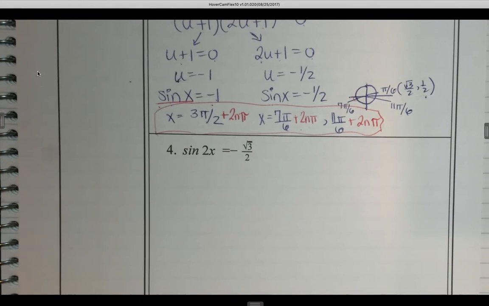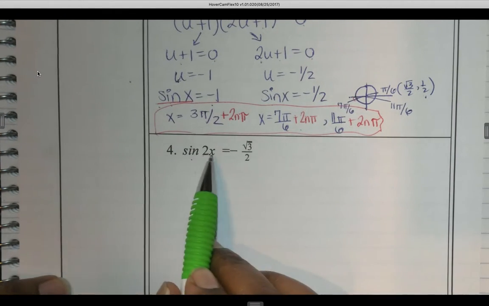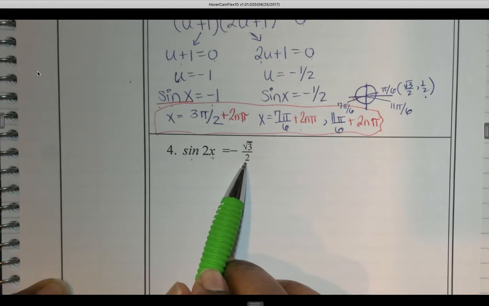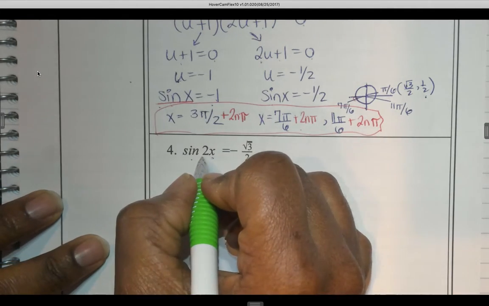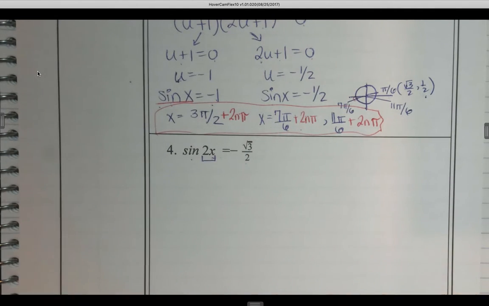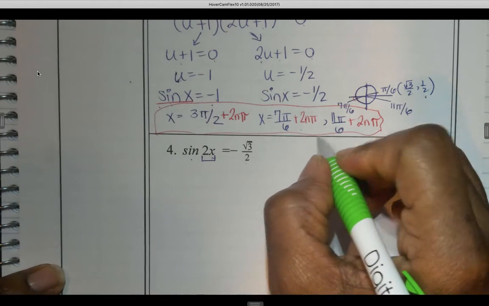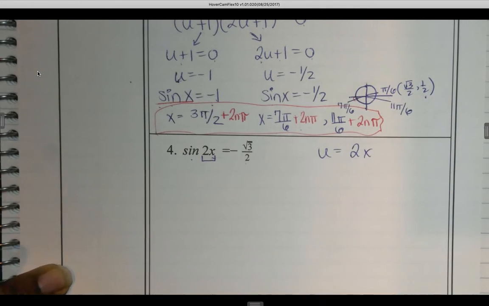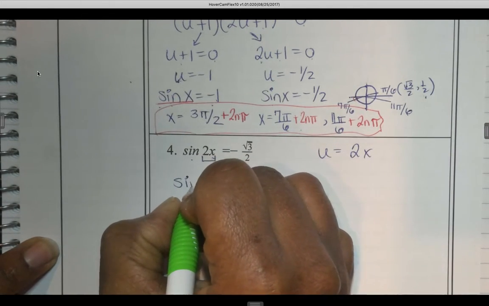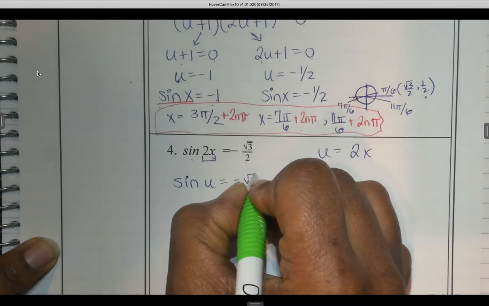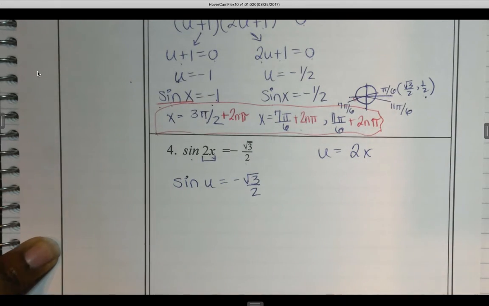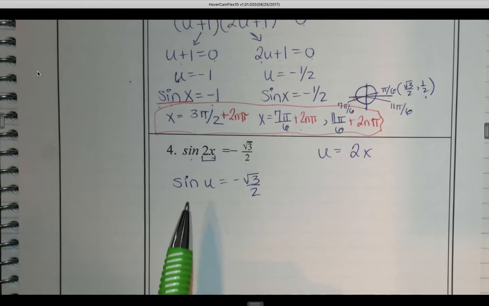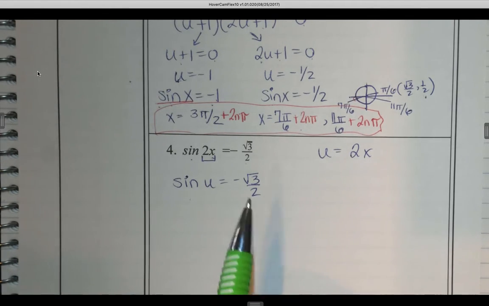All right, let's try one more. So we have sine of 2x now equals negative root 3 over 2. I'm going to use the same technique of the u substitution, but this time I'm going to substitute the angle. Instead of 2x, I'm going to let u replace that 2x. So now I'm just looking at sine of u equals negative root 3 over 2 and just solve it like I would normally solve.